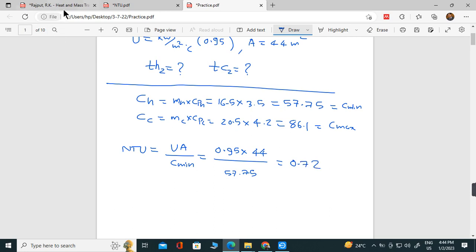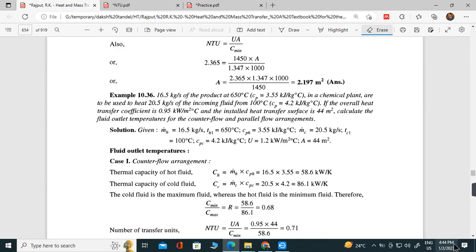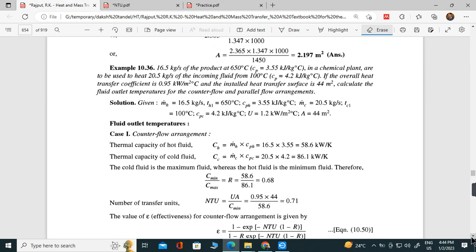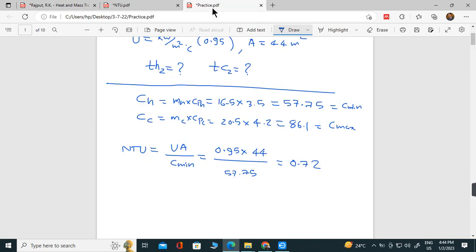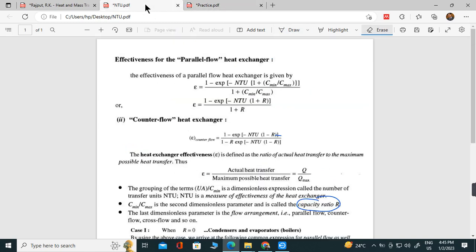Let us check that. Okay, 0.71. Here you can see 0.71. Clear? So 0.71. So our answer is okay. Now then after NTU, I told you what we will have to use. We will have to find out effectiveness. So how we can find out effectiveness? So we will have to use this equation. Now we are not calculating it. I am directly showing you.